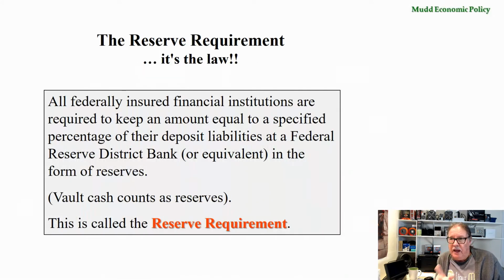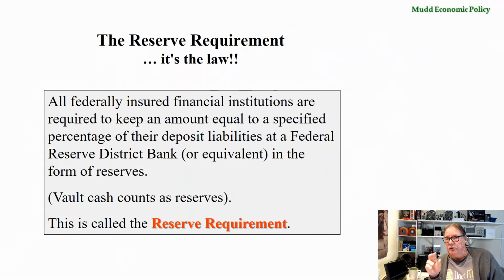First of all, we have what is called a reserve requirement that I now have to tell you about. And it's easy to explain. As it says right here, all federally insured financial institutions are required to keep an amount equal to a specified percent of their deposit liabilities at a Federal Reserve District Bank or equivalent in the form of reserves.